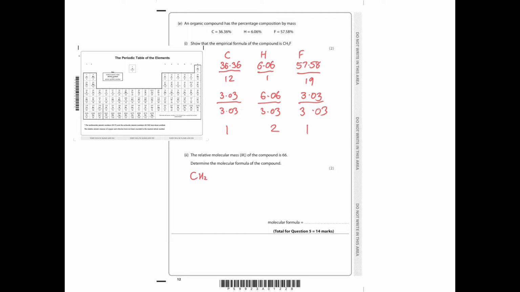You are subsequently asked to calculate the molecular formula of the compound which has an MR of 66. The MR of CH2F, which we calculate using the relative atomic mass of each element in the periodic table, is 33. This compound has an MR of 66, so 66 divided by 33 equals 2, which means everything must double to give me C2H4F2 as my molecular formula for this compound.